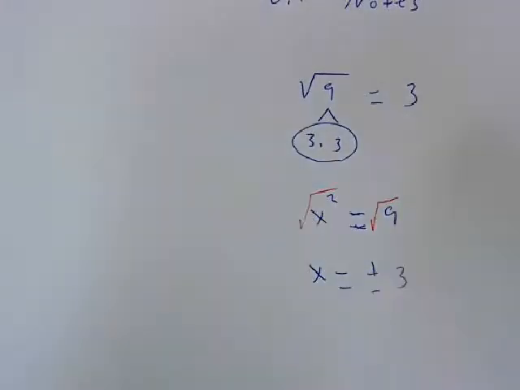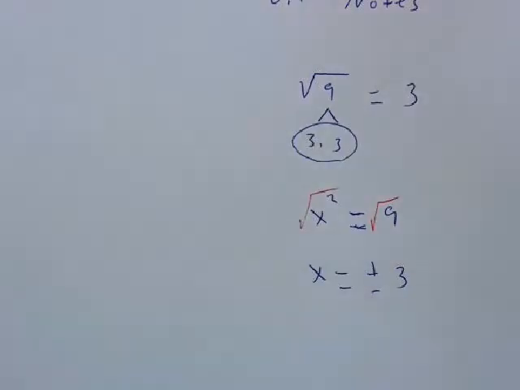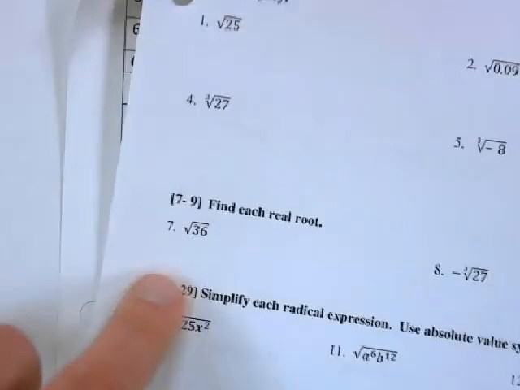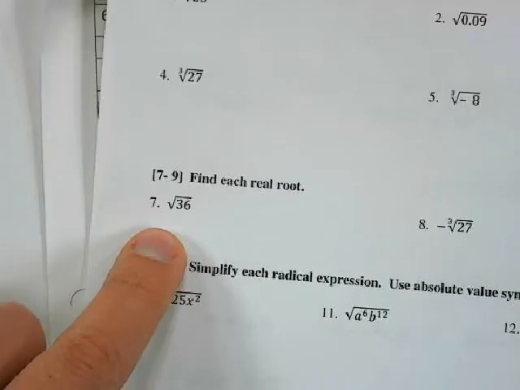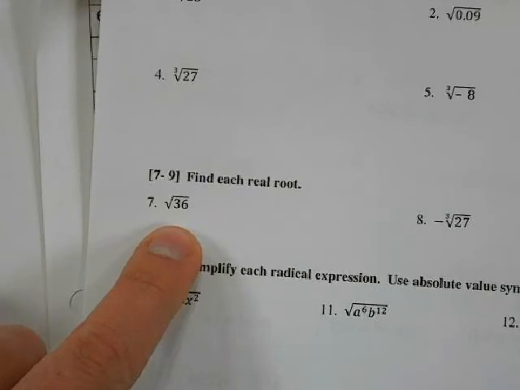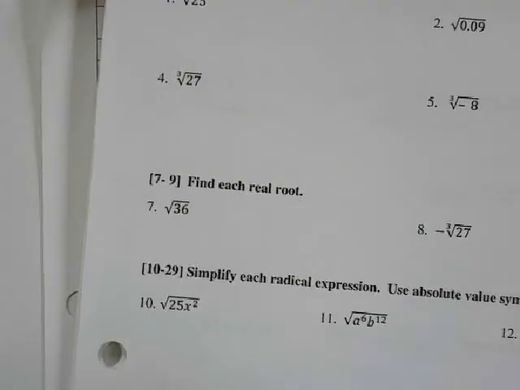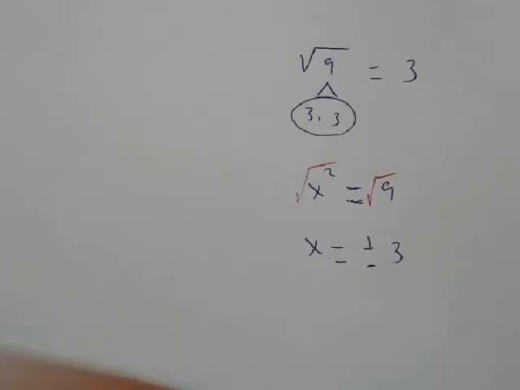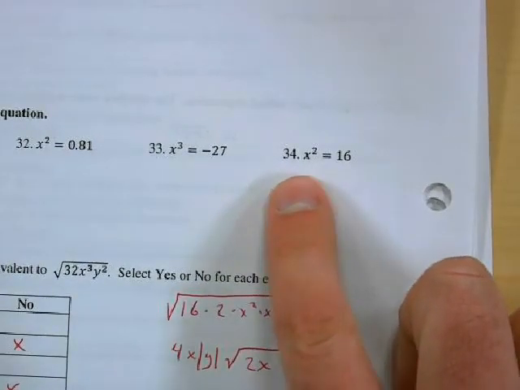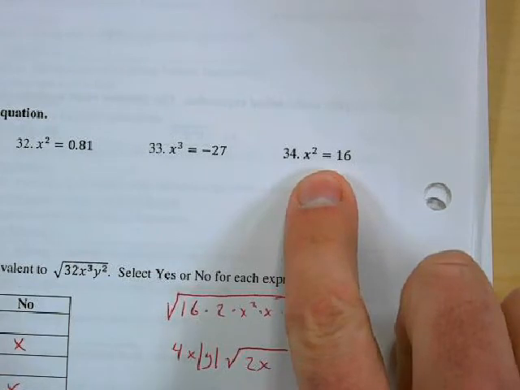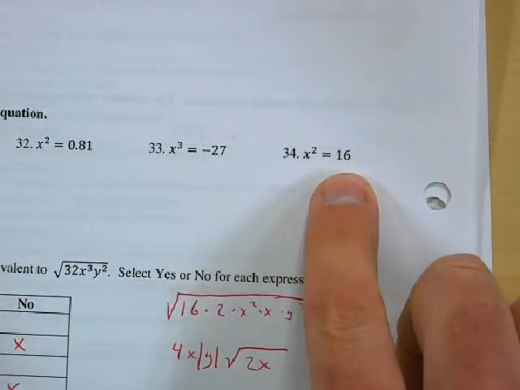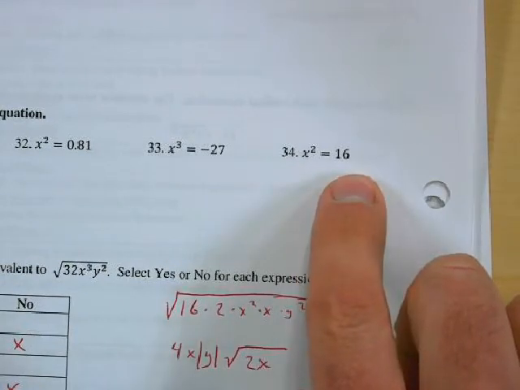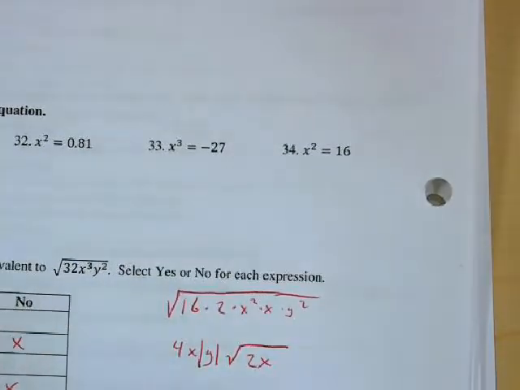Real quick, oh, sorry, I turned the page here. Worksheet 1, number 7. That would just be 6. There's no equal sign. They just want the principal root. They just want the positive answer. If we look at something like number 34, what squared equals 16? Since there's an equal sign, that's when we want the positive and negative answer. So 4 squared would equal 16, or negative 4 squared would equal 16. Hopefully you learned that last year. That's just a little refresher.